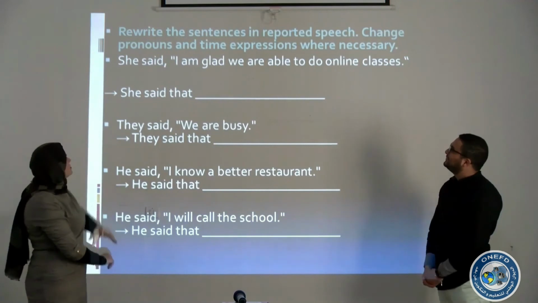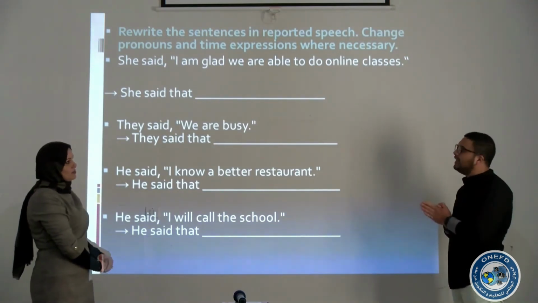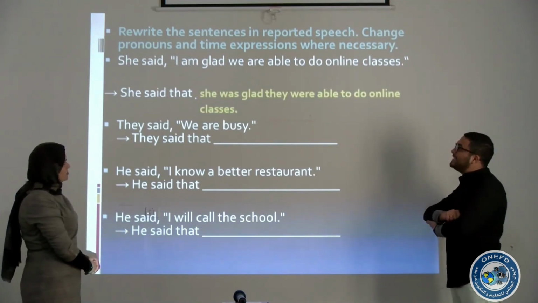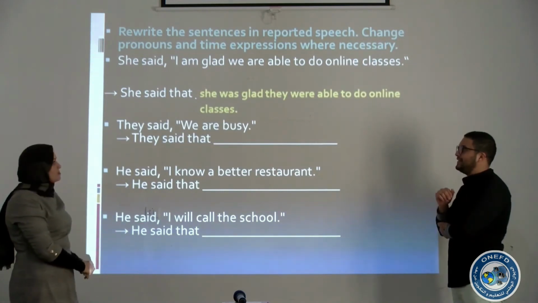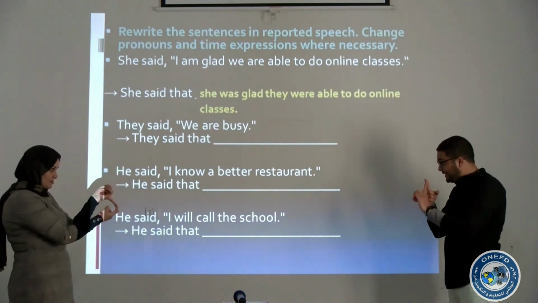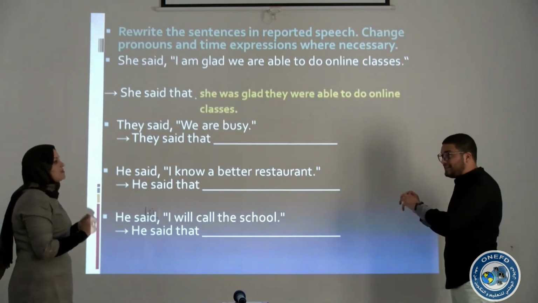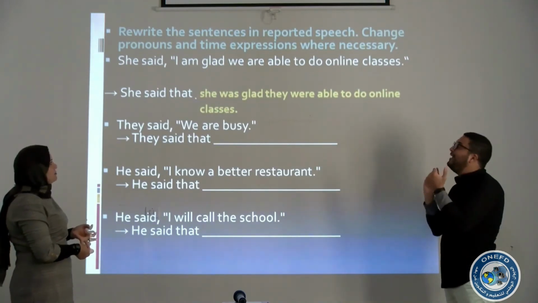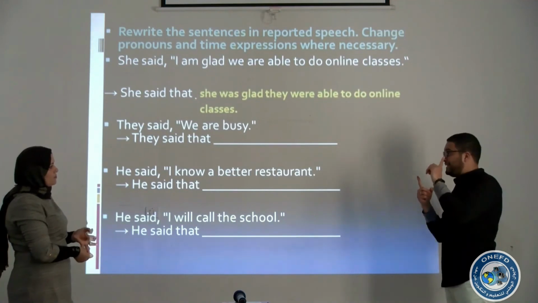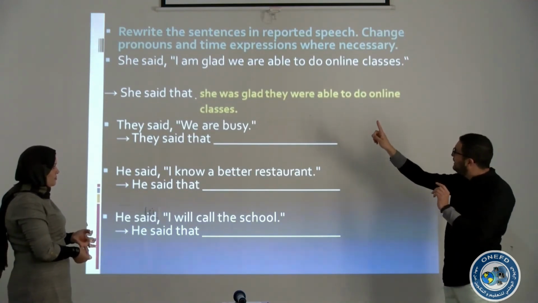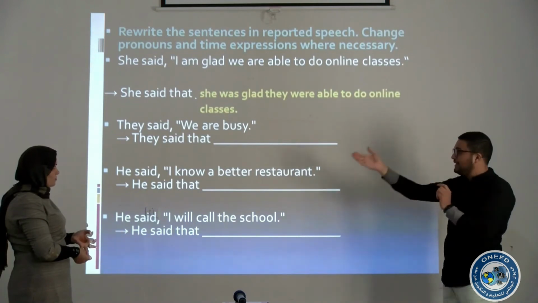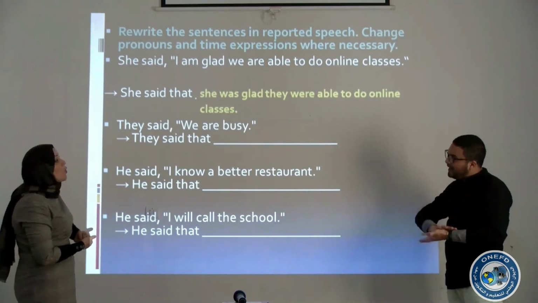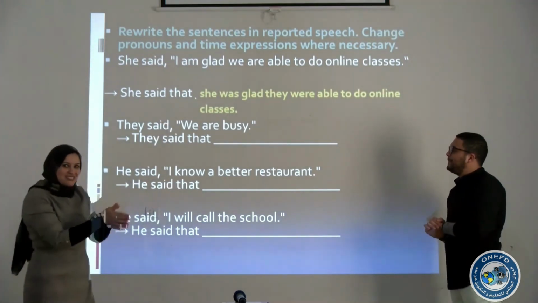So let's read. She said, I'm glad we are able to do online classes. Can you try it? She said that she was glad they were able to do online classes. Why? We have the reporting verb in the past, said, so we make changes. First the pronoun I becomes she. Am, which is the verb to be in the present, becomes in the past, was. And the rest of the sentence, we're able to do online classes: are able becomes were able. Great.